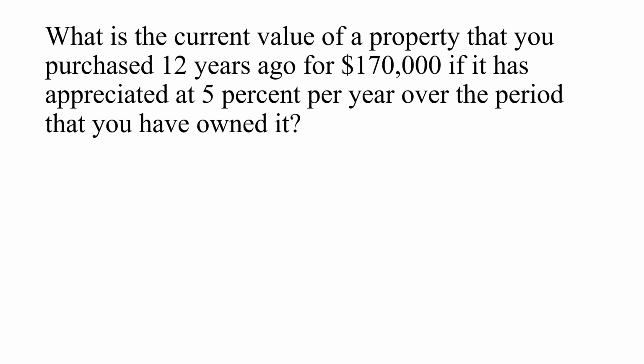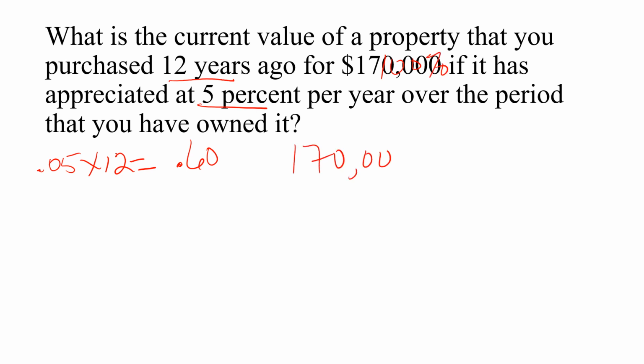Let's get my ink back to red. What is the current value of a property that you purchased 12 years ago for $170,000 if it has appreciated at 5% per year over the period that you've owned it? So we've got 12 years at 5%. 0.05 times 12 equals 0.60. And this is 100%, right? So we take 170 times 1.60, and that gives us 272.